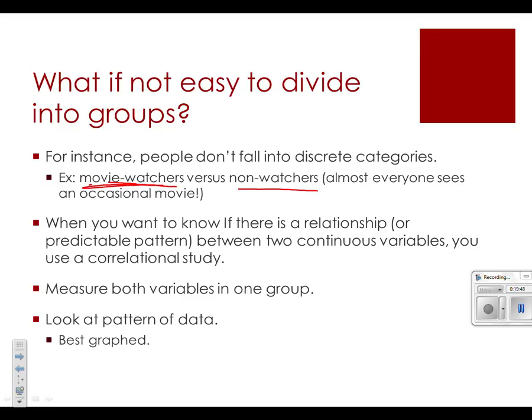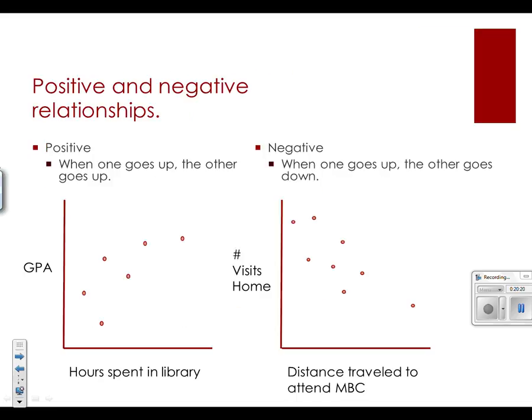But you still can at times be interested in knowing if there is a relationship or a predictable pattern between the two variables. For those types of studies, you use what's called a correlational study. This is where you have basically one group of people and you measure both variables and look for a pattern of data, look for a predictable pattern. Now, the easiest way to look for a pattern of data is to graph it. So for right now, we'll just be interested in simple linear relationships.